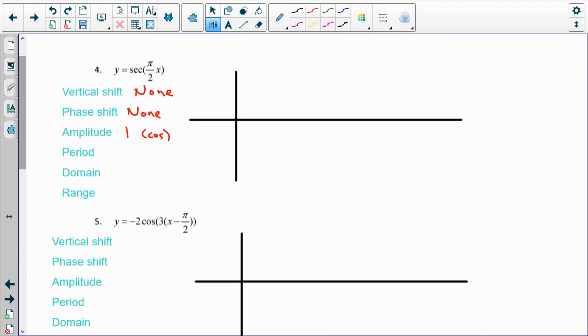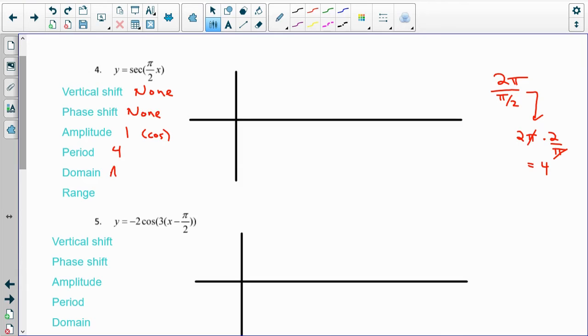The period, well, the normal period of secant is 2 pi, and we are going to divide by b. So pi over 2 is b. So if I divide by a fraction, I can multiply by the reciprocal. The pi's would cancel, and I end up with 4. So the period is 4. Well, that's kind of strange. We'll talk about that in a second.